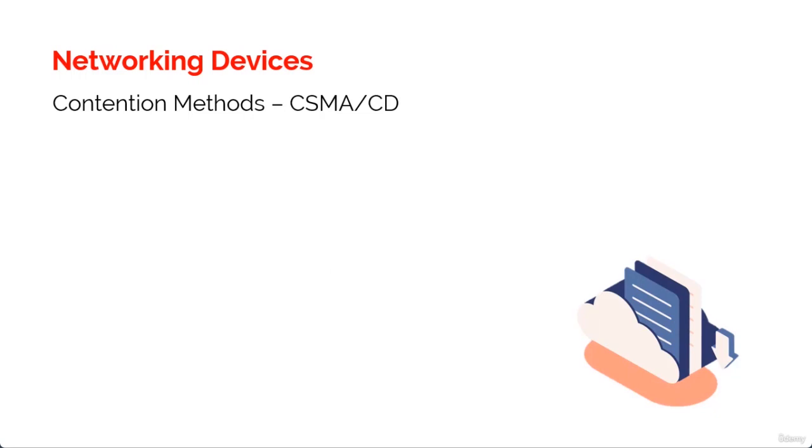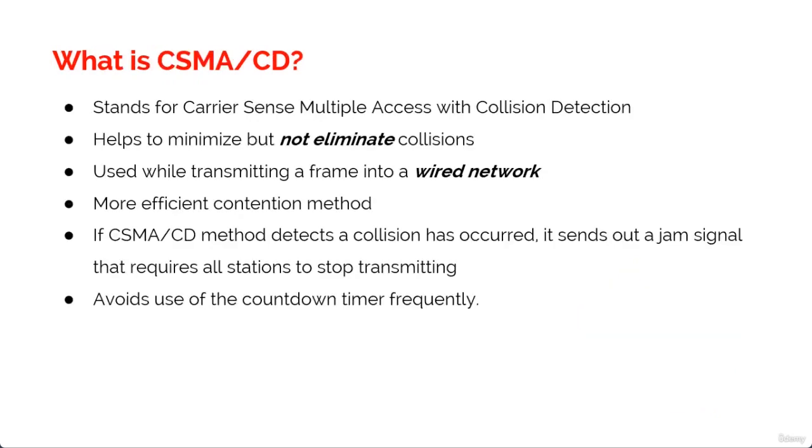So this was the working of the CSMA/CA method, the contention method for wireless networks. Now, if you have not understood the working, I recommend you go back and see the video once more so that you have a clear grasp of the CSMA/CA method.